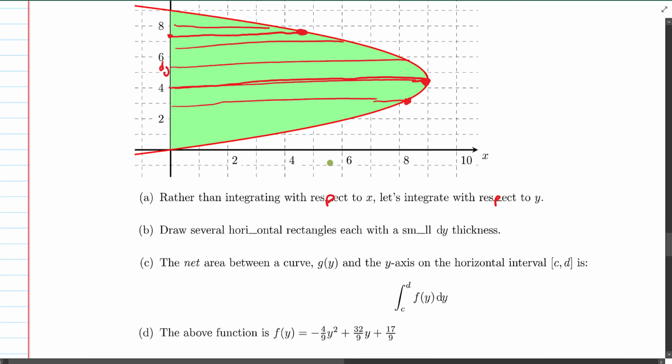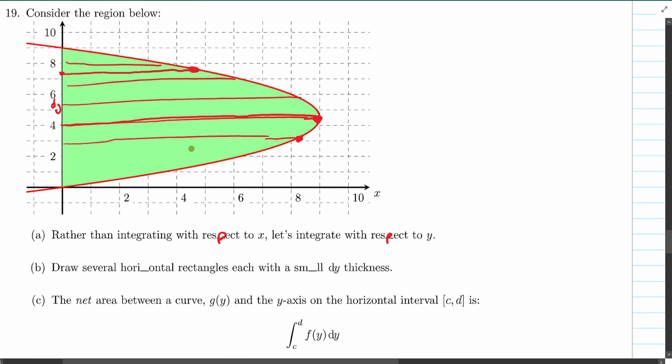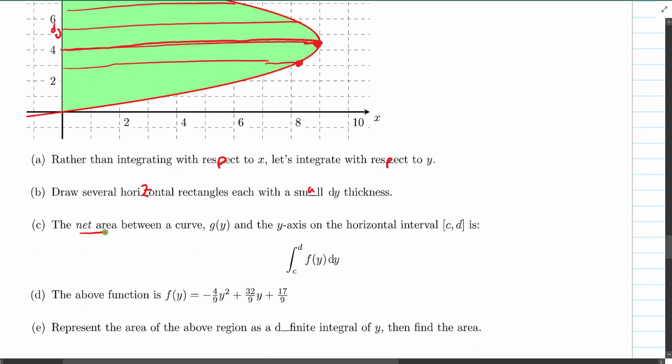So we can actually start all over with integral calculus. We could start all over with a Riemann sum and integrate not with respect to x, but with respect to y. So here we've drawn several horizontal rectangles, all with a small dy thickness, and look at how we then represent the net area. Small typo, folks. I'll correct this for your notes, but that should be g of y.